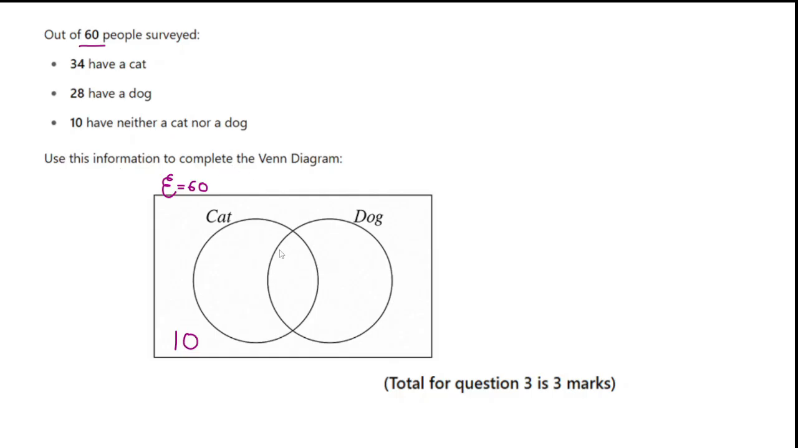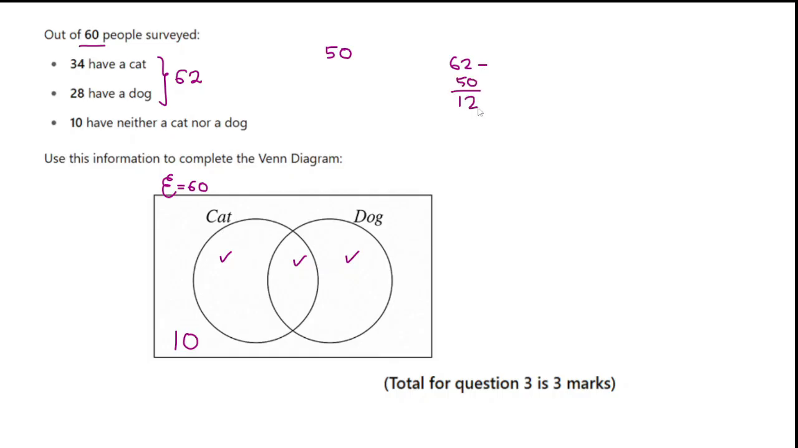Right. Now, if this is 60 here, the total, and 10 are outside, I know the sum of these three regions should be 50. However, when I add the number of owners of cats and dogs here, 34 add 28 gives me 62. Right. Now you can see the difference if you do 62 take away 50.